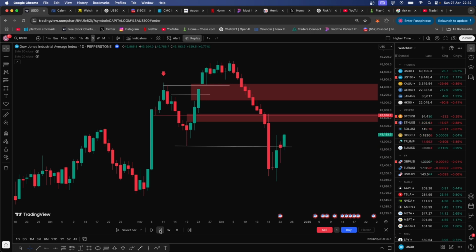price starts making a move higher. Now, we came back into the high of the fair value gap. This fair value gap right here.